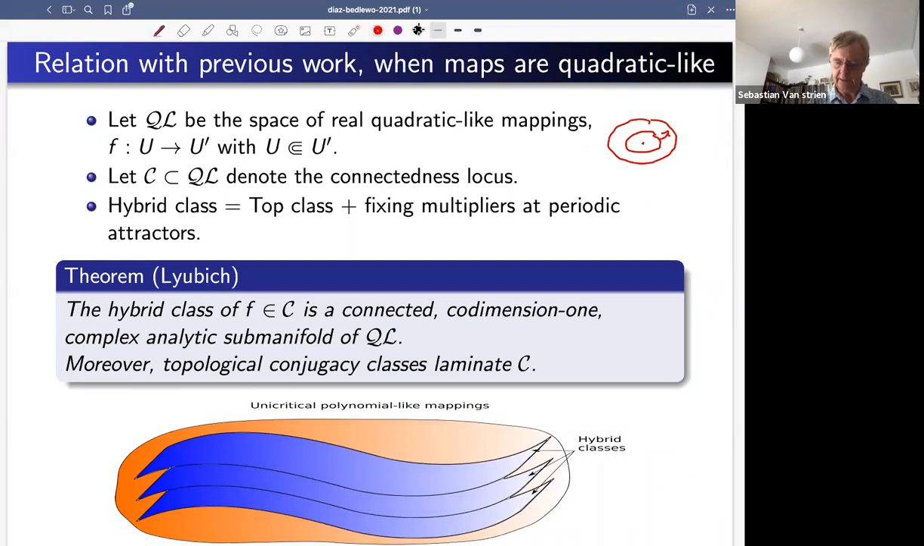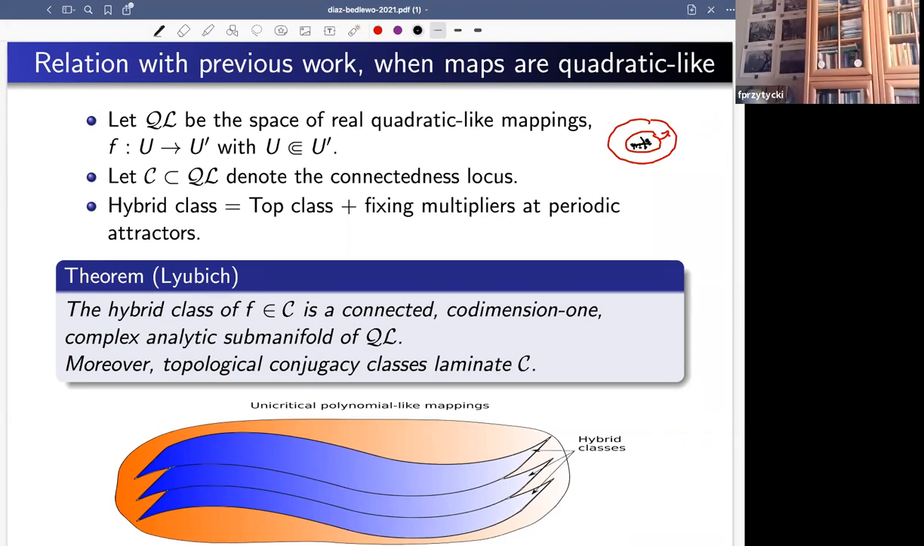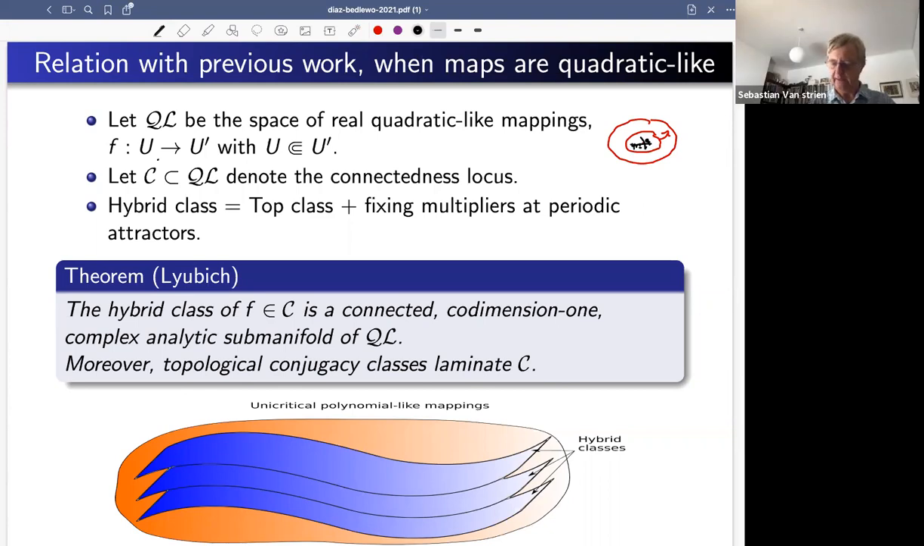Let me draw it in black. So you have this set of points, which I will draw very roughly. Set of points that do not escape from the domain of definition, U. And that's this set K of F, the Filled Julia set, it's often called. And now you consider the set of maps where this set K is connected. And that's called the connected locus.